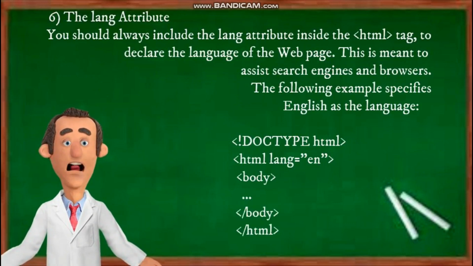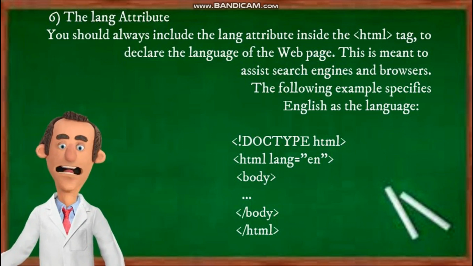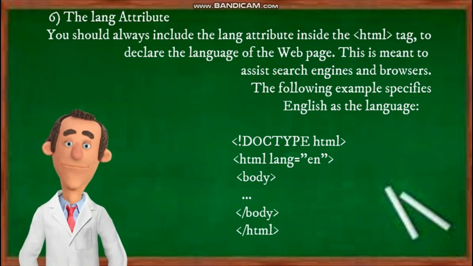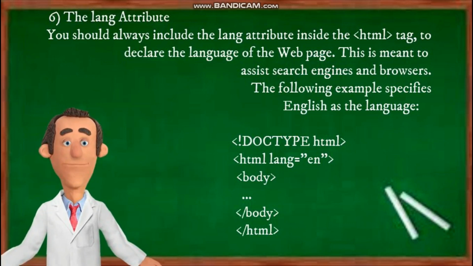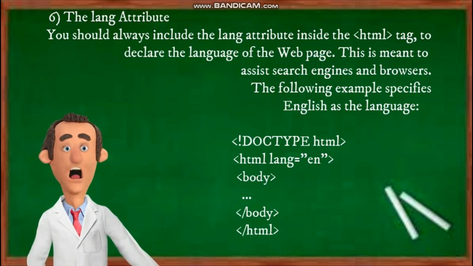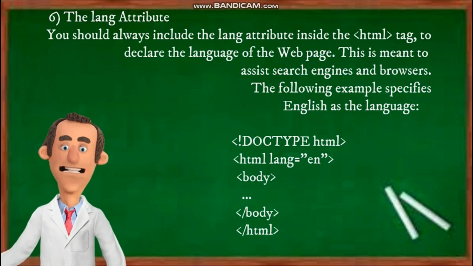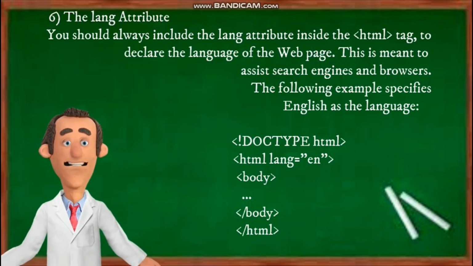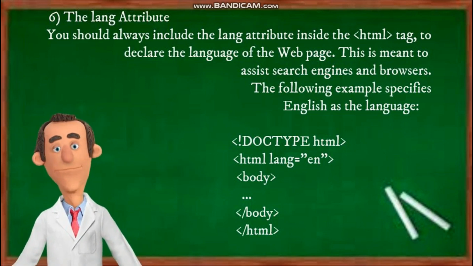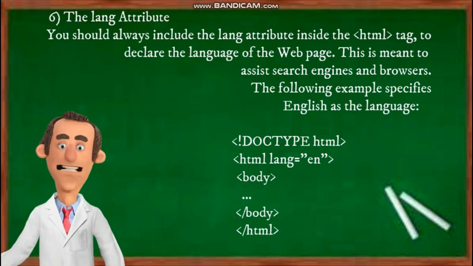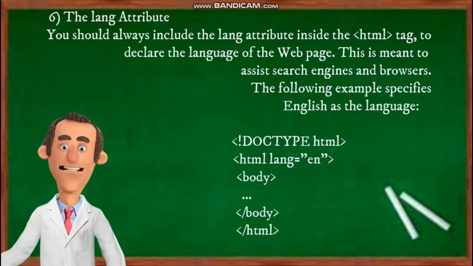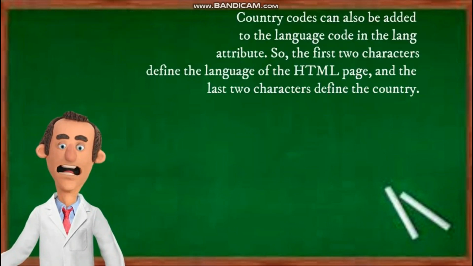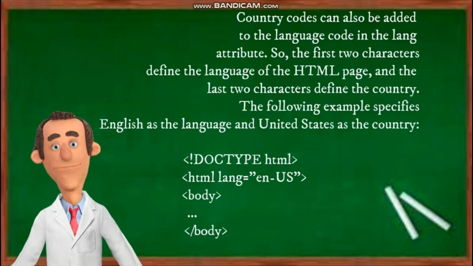Next attribute is the lang attribute. You should always include the lang attribute inside the html tag, to declare the language of the web page. This is meant to assist search engines and browsers. The following example specifies English as the language. !DOCTYPE html, html lang="en", body, /body, /html.